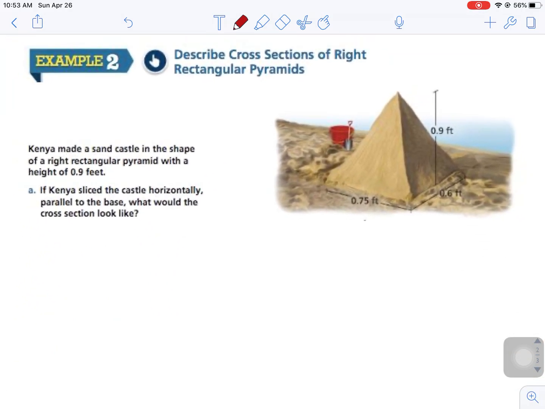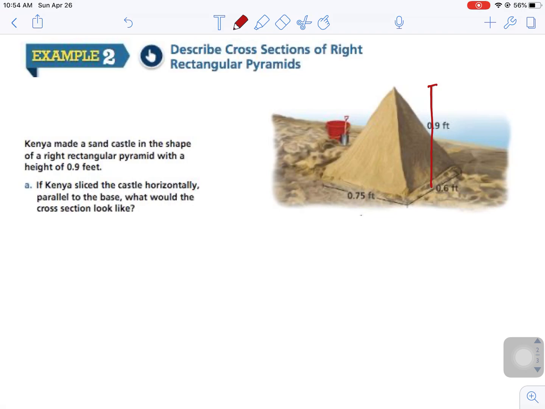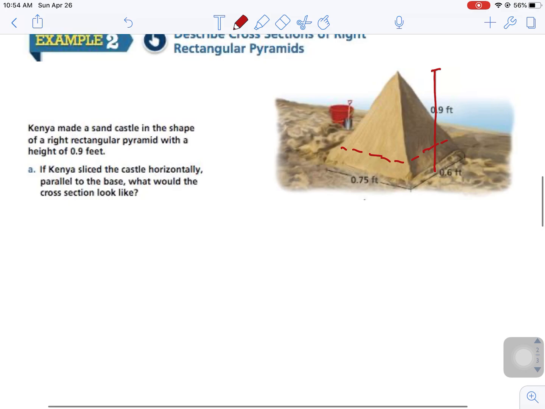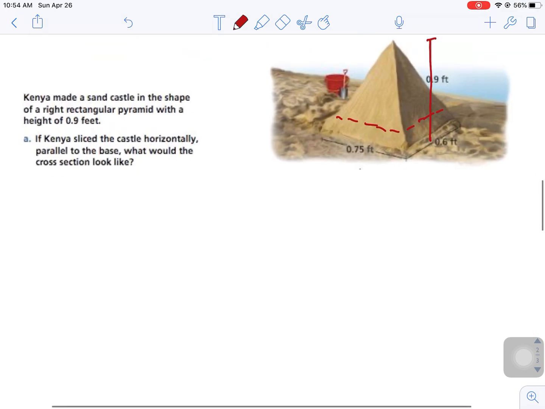All right, example 2. Kenya made a sandcastle in the shape of a right rectangular pyramid with a height of 0.9 feet. So our height is 0.9 feet. So part A is asking, if Kenya sliced the castle horizontally, what would it look like? So let's think about if we were to slice this horizontally. What do you guys think the shape would look like there?